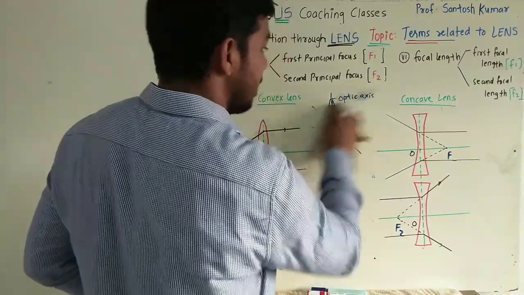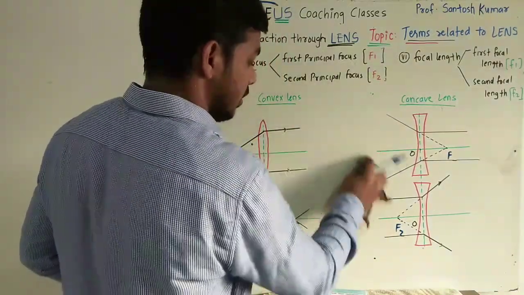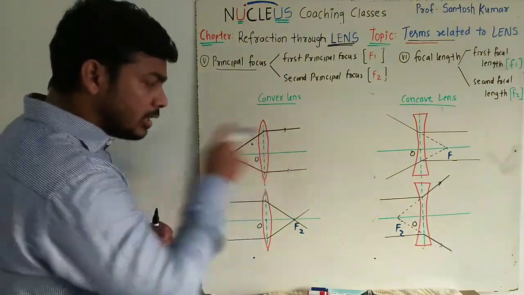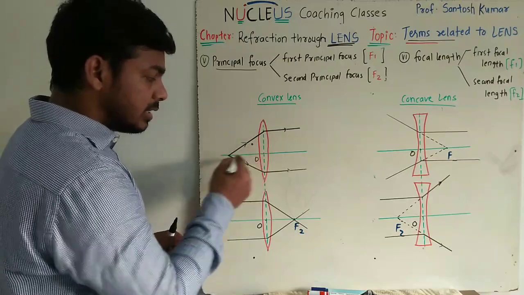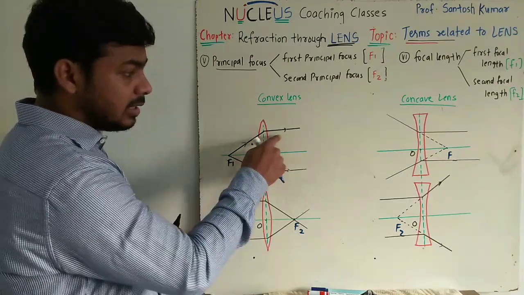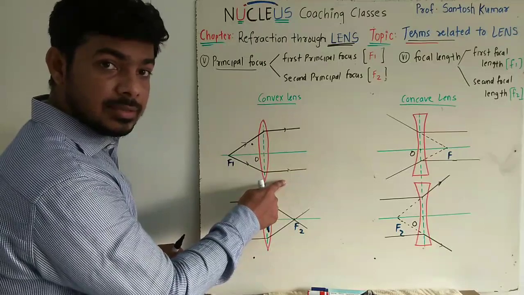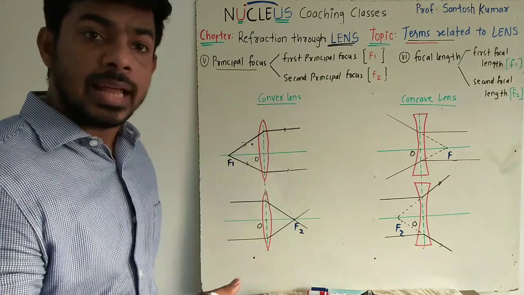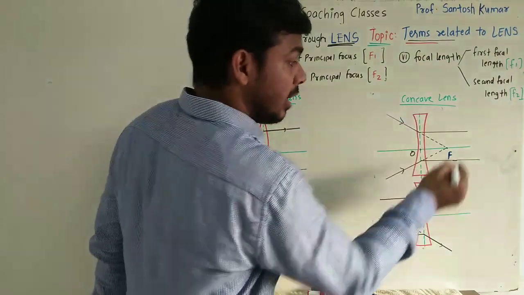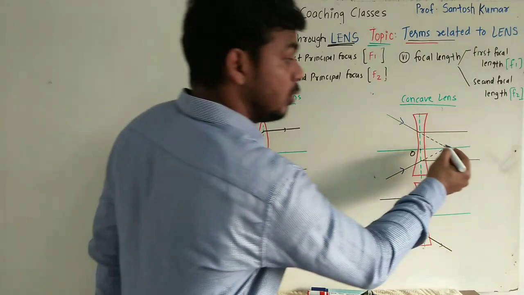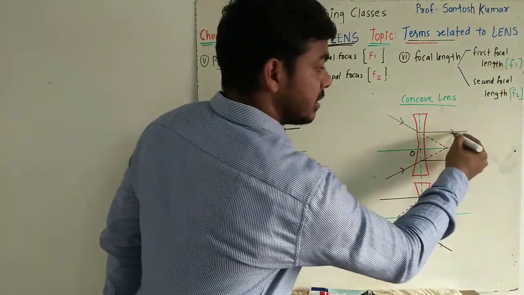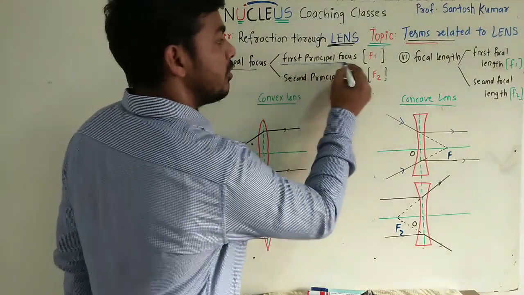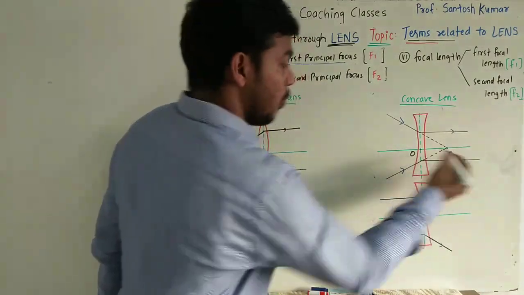Now let's start with the topic of first principal focus. For convex lens, we can see there is a point on the principal axis where the rays coming from it, after refraction, travel parallel to principal axis. And for concave lens, there is also a point on the principal axis where the rays which appear to meet at it, after refraction are traveling parallel to principal axis. Such a point will be called first principal focus, F1.